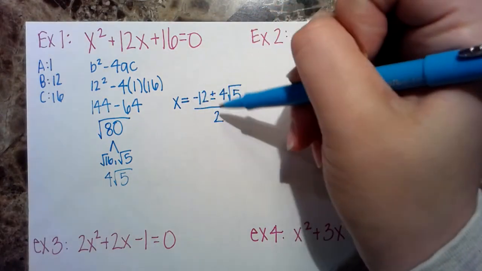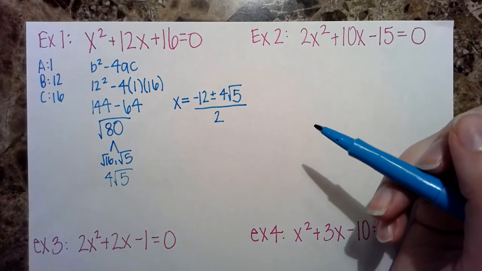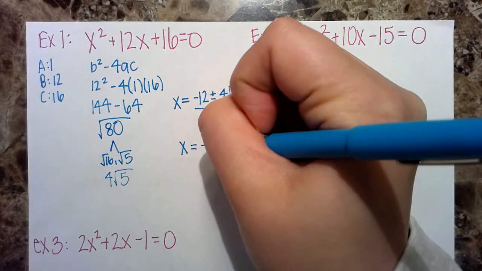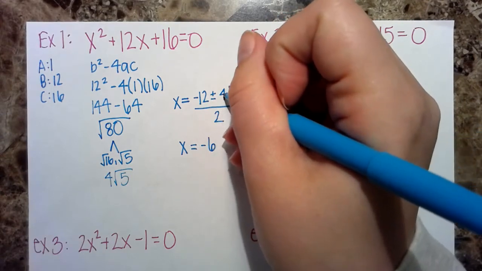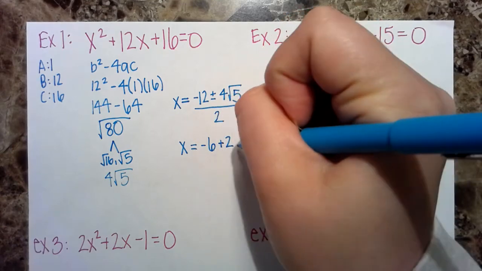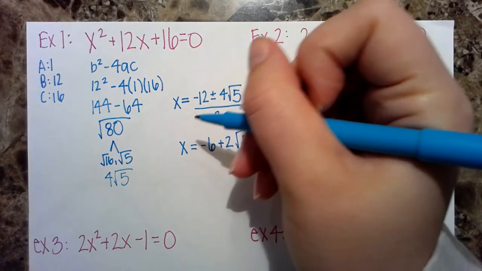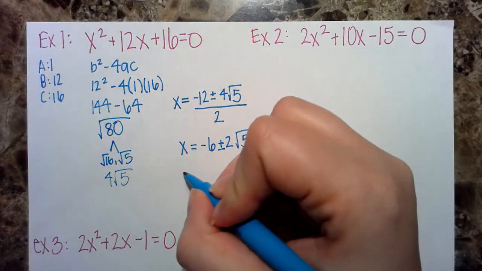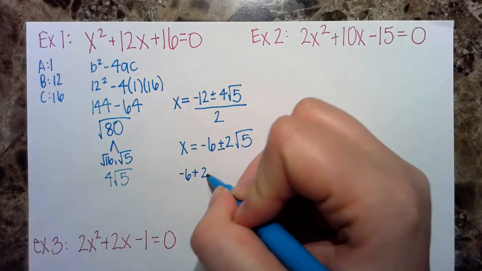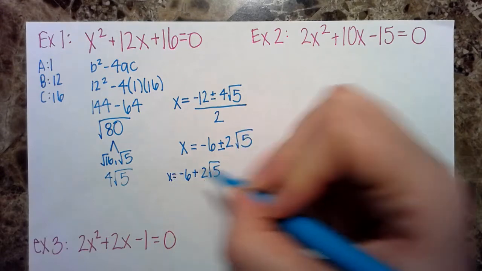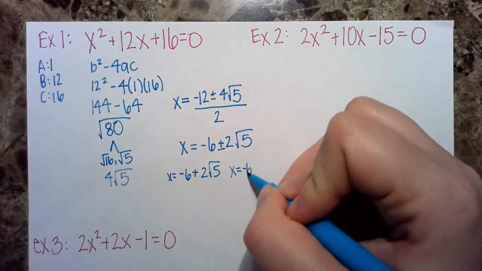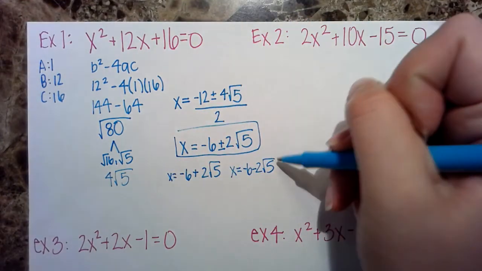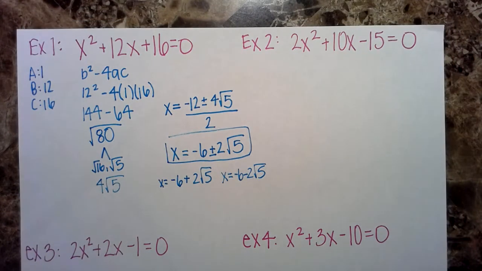I'm then going to look at the negative 12, the 2, and the 4 and see if I can simplify further. So I can. They're all divisible by 2. So I'm going to be left with negative 6, and then 4 divided by 2 is 2, square root 5. So I got to make sure I put plus or minus. So this tells me that I have two solutions. My first solution is negative 6 plus 2 square root 5. My second solution is negative 6 minus 2 square root 5. You can write it either this way or this way. It doesn't matter.